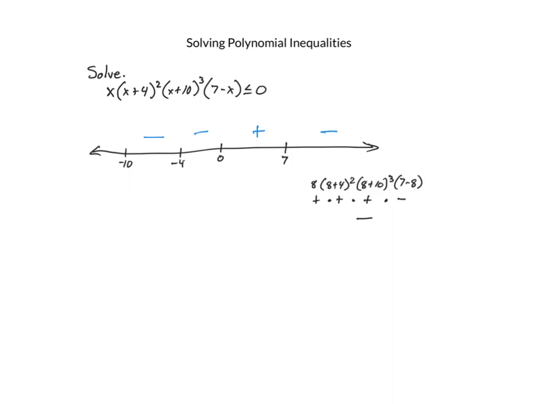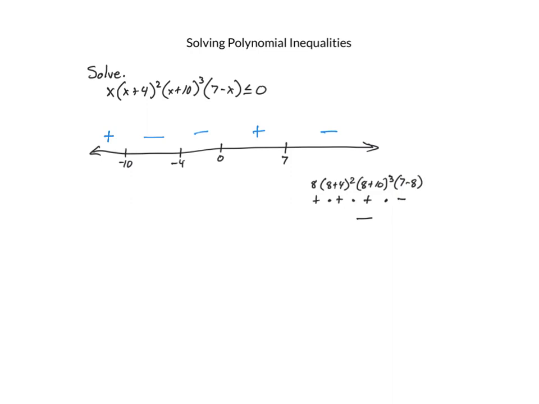And our negative 10 comes from this factor. Its exponent is odd. So again, the signs will change. I have a negative here. That means this one would become positive. And I have finished my interval testing.